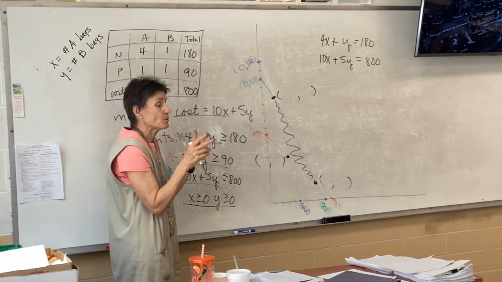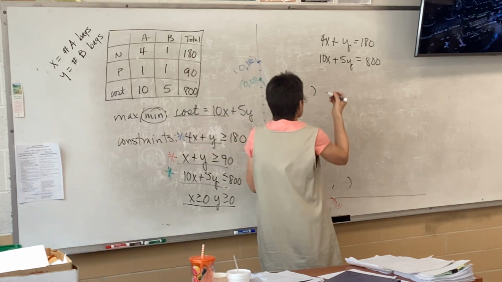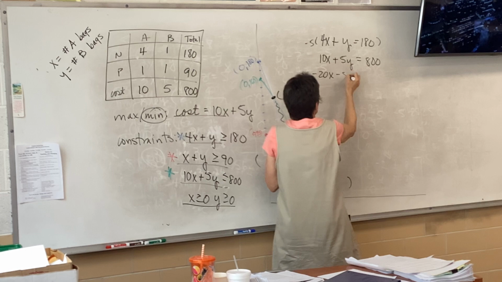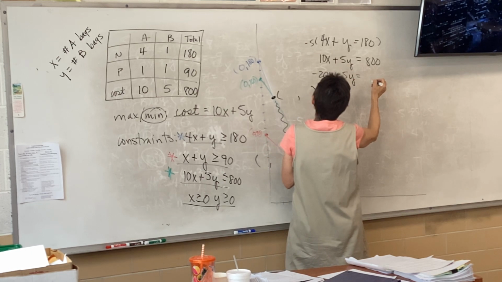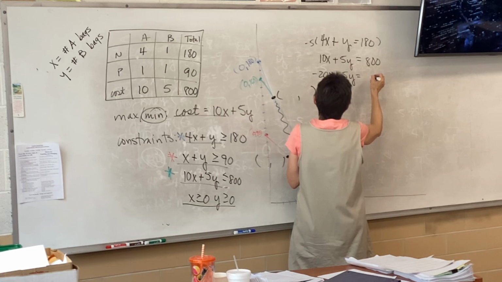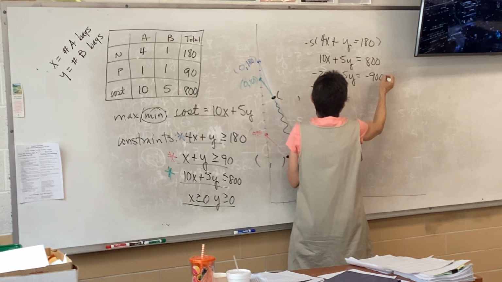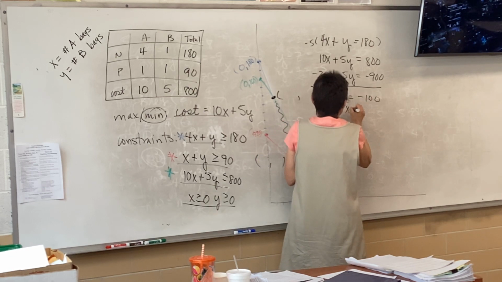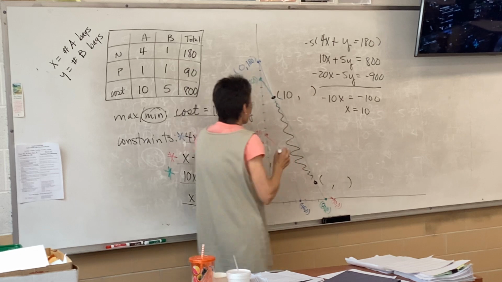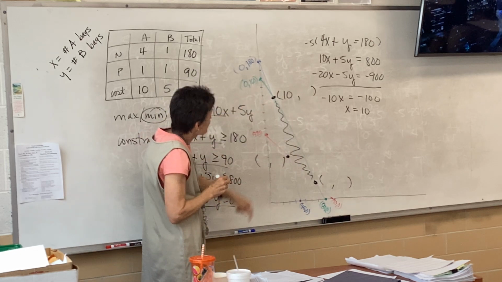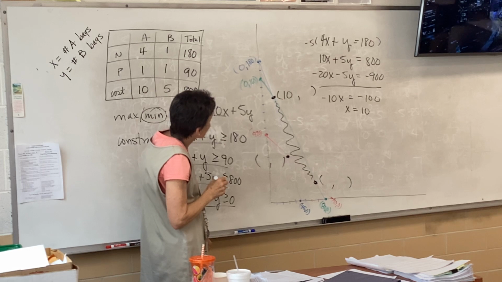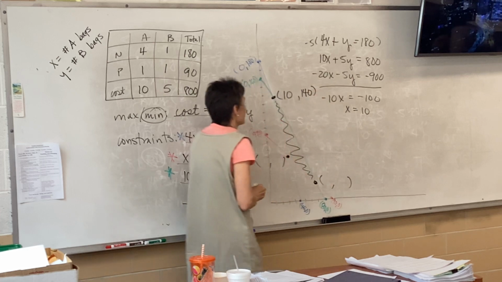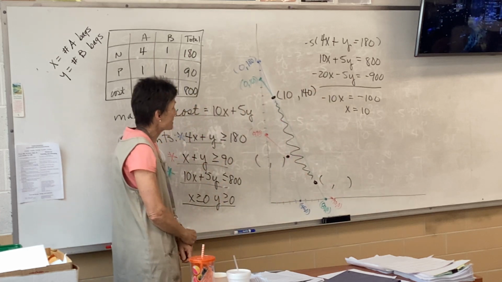So you can substitute wherever you want. You know me, I'm going to eliminate. So I'm going to multiply that one by -5. 5 times 180 is that -900? So I got, for that, I got x to be 10 at that point. And if x is 10, it looks like 40, y is 140. Anybody else get that for that point?